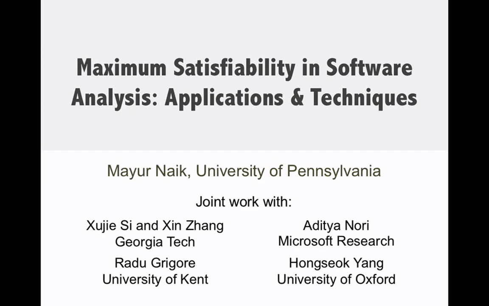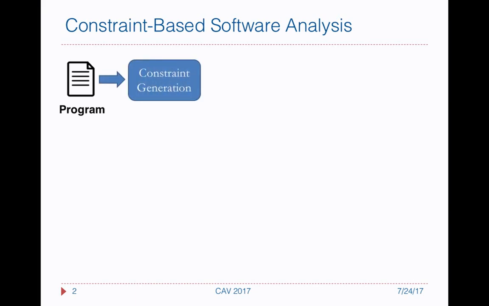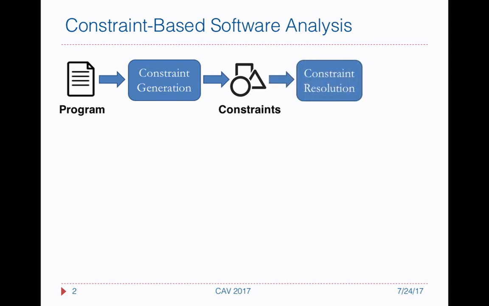Okay, this is work with several fine folks here that I've listed below. Let me begin with some background. So there are many different approaches to software analysis, which are algorithms for discovering useful facts about programs. And one of the dominant approaches is so-called constraint-based approach. Now, this approach comprises two phases. So in the first phase, called constraint generation, it takes as input the program and produces as output a set of constraints. And in the second phase, we have constraint resolution, which takes as input the constraints that were generated and produces a solution. And this is typically a constraint satisfaction problem or a decision problem that encodes the result of the analysis that we want to perform.